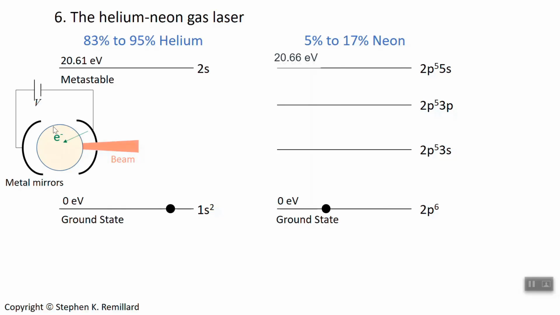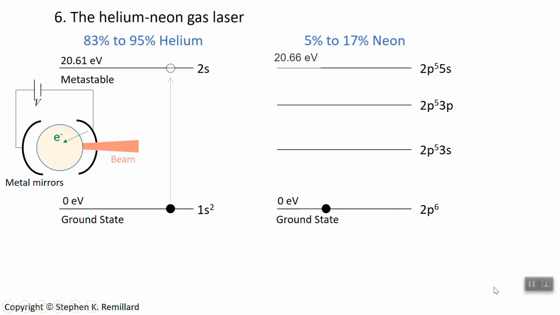The gas is contained in a cavity, which also serves as the resonator, and is biased in order to accelerate ambient electrons from one plate to the other. And as those ambient electrons accelerate through the gas, they strike the helium atoms and excite some of them up to the 2s subshell, which is 20.6 electron volts up there.